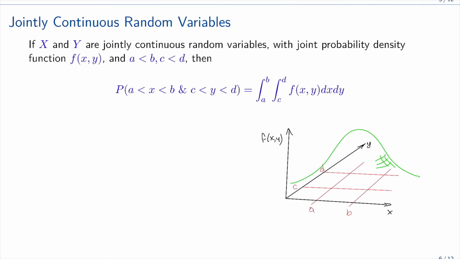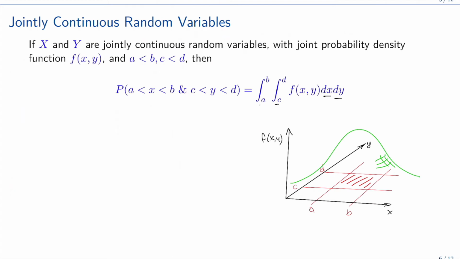Now, if we want to know, for example, what is the probability of x being in between a and b, and y being in between c and d, that will be the probability of being in this region. What we have to do is add all the values in between these regions. So how do we add the values? Well, that's the integral in the continuous case. So we have to do the integral from a to b for x and from c to d for y.